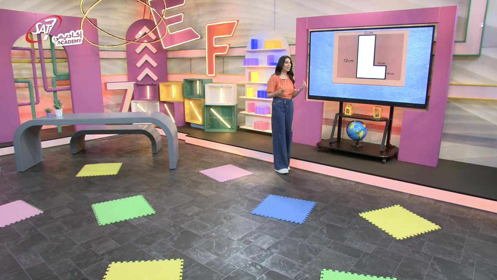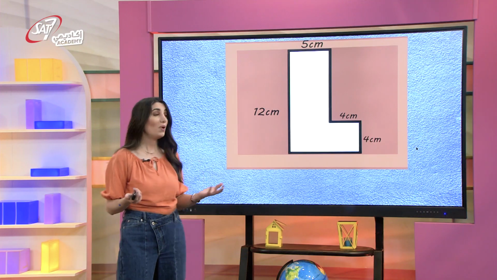Area is length times width. Where is the length of this shape? Where is the width? There are too many numbers. Which ones should we multiply to get the area?